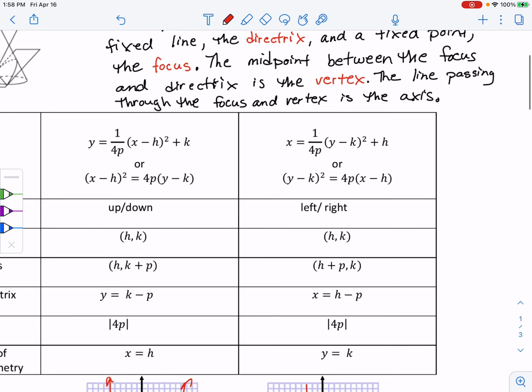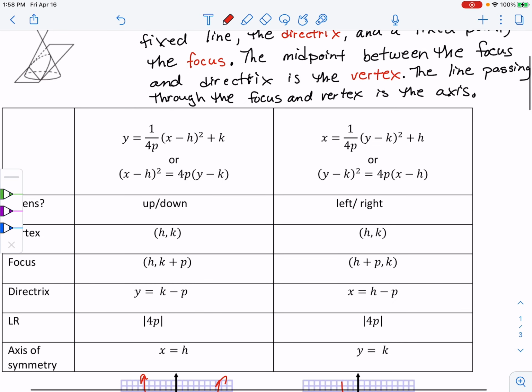Okay? So here's your equations. Usually, we have a y equals and you have an x squared. There's a leading coefficient that tells you whether it opens up or down. If it's positive, it's up. If it's negative, it's down. And it also tells you how flat it is or how steep it is. And then this was the vertical shift.